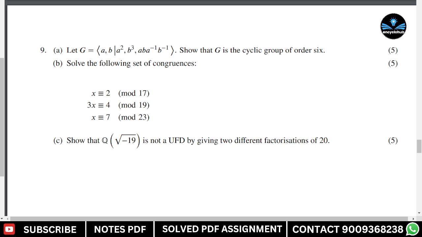Here is question number 9. Part a: let G be a cyclic group of order 6, show that... Part b: solve the following set of congruences. Part c: show that it is not a UFD by giving two different factorizations of 20.